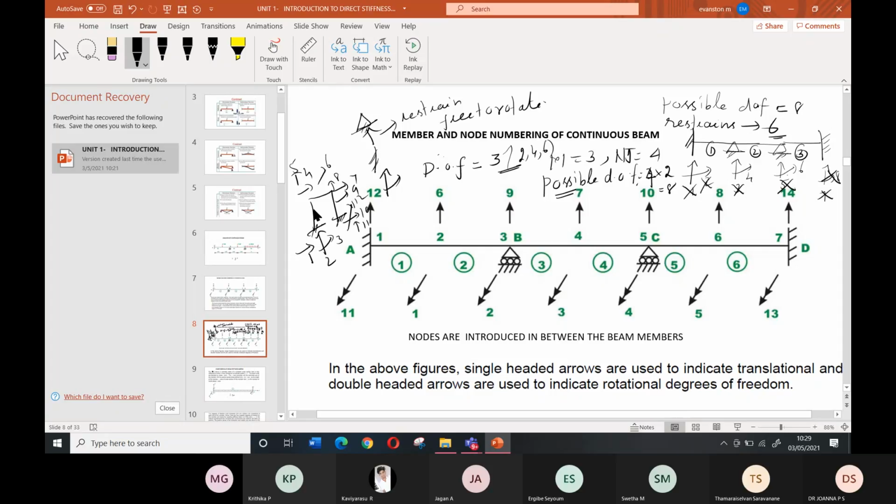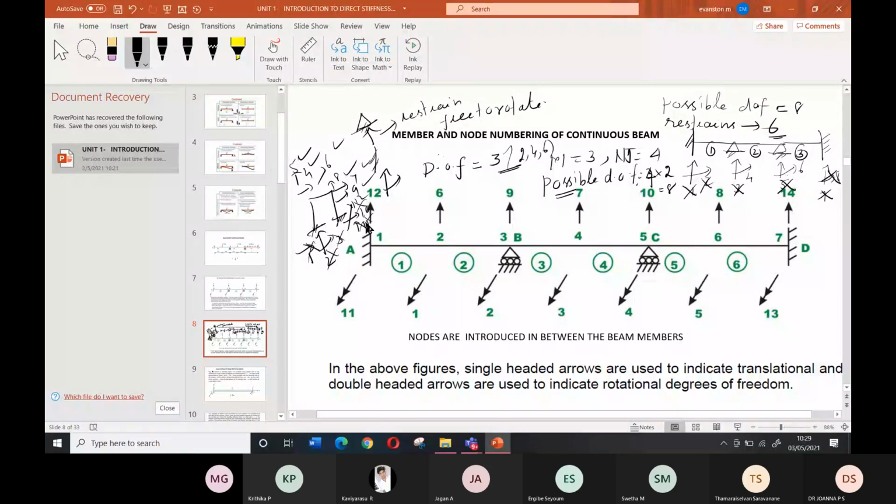But for this structure, this is a fixed support, so everything is restrained. Only 4, 5, 6, 7, 8, 9 are free. So these ends are free, and the degree of freedom for this structure is 6. And the possible degree of freedom is 12. Among that, 6 are restrained because this is a fixed support.